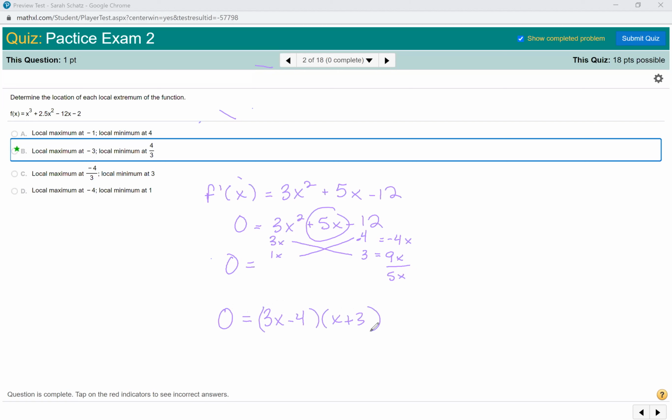And then I'm going to continue by setting each thing equal to 0. So I've got 3x minus 4 equals 0 and x plus 3 equals 0. So 3x equals 4, divide by 3 and get x equals 4/3. This is one of my critical points. Minus 3, so x equals -3. That's my second critical point. Now, I do have to say if they're a min or a max, because it doesn't just say in the answers 4/3 and -3. You can see those, but you have to test them.